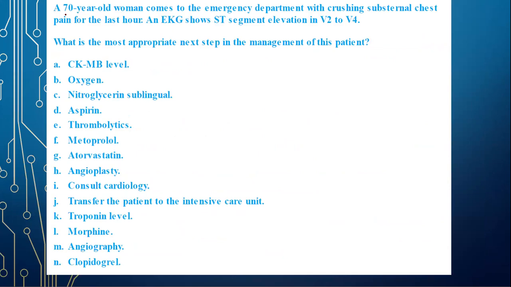Let's go to this question. A 70-year-old woman comes to the emergency department with crushing substernal chest pain. So crushing pain in an elderly patient, obviously it could be acute MI, for the last hour. And ECG shows ST elevation in V2 to V4. So it's most likely an ST elevation MI. What is the most appropriate next step in the management of this patient?